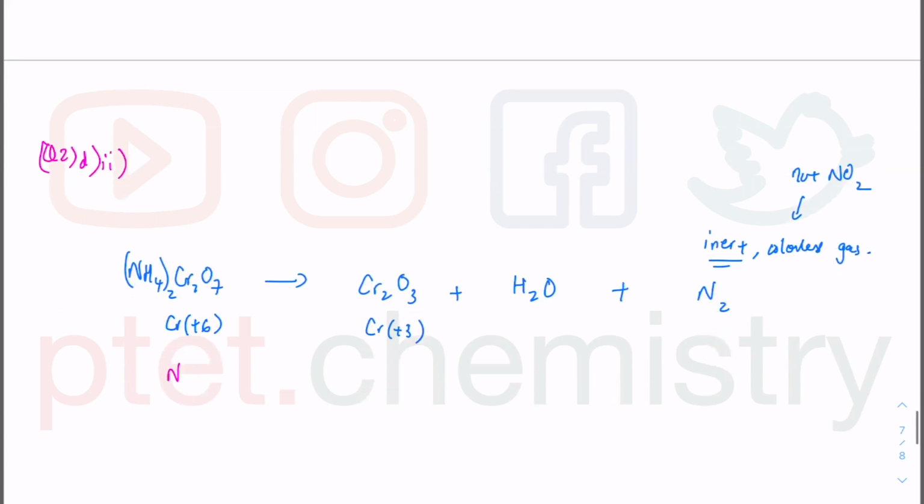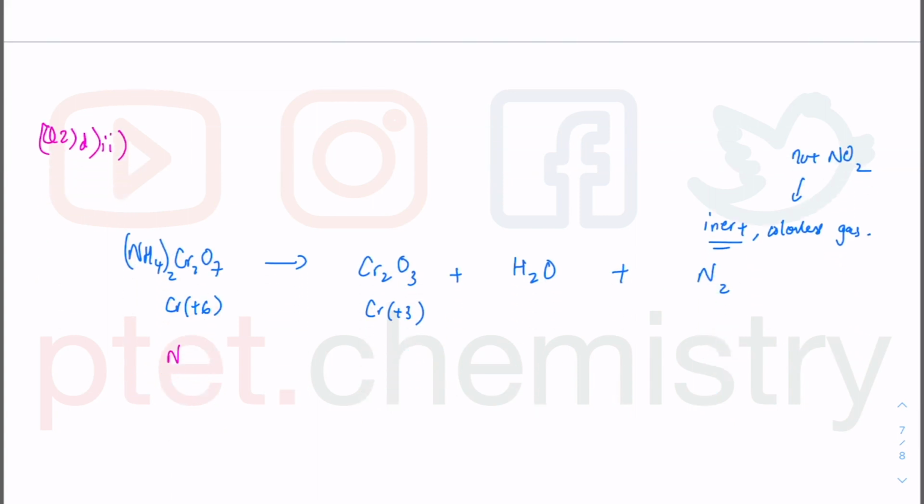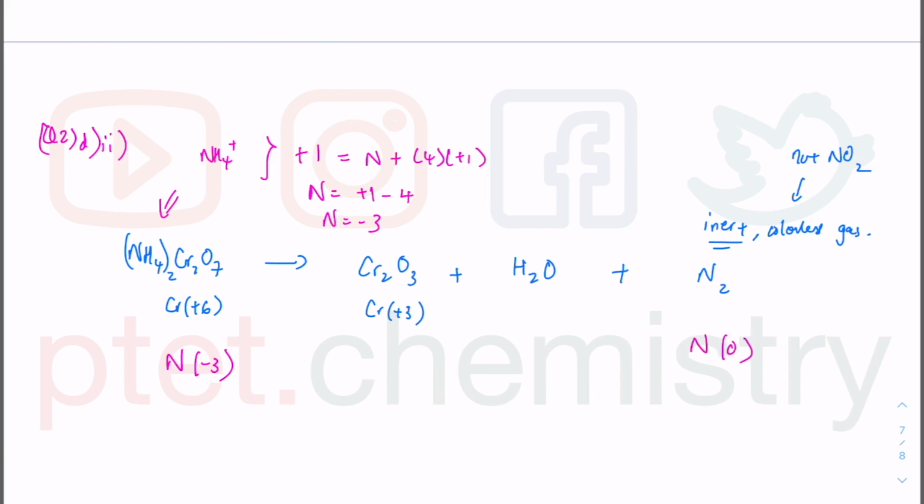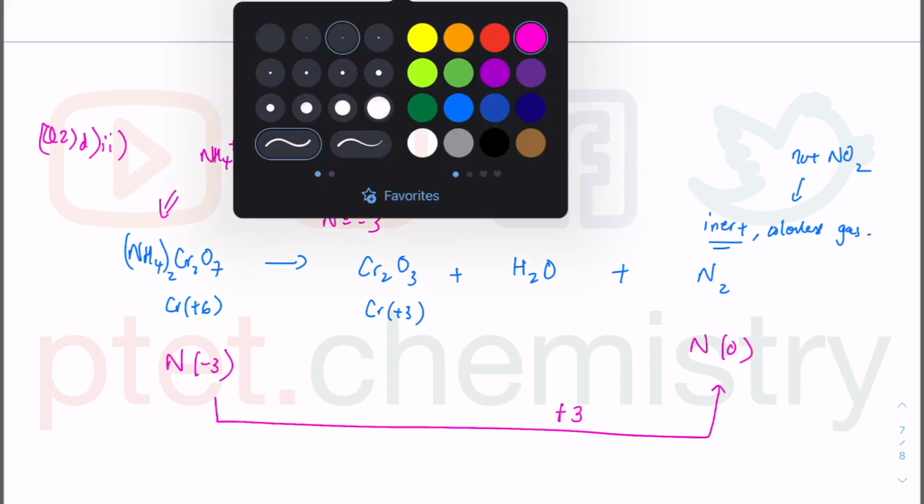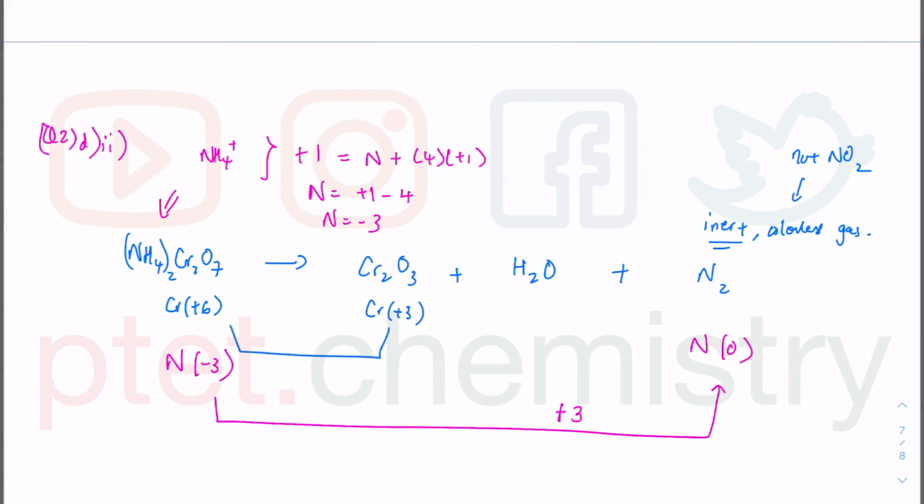I'm trying to show the changes in oxidation number. So we remember that the nitrogen comes from the NH4+. So the overall oxidation number of NH4+ is +1. The nitrogen is unknown. I have 4 times +1 hydrogen. So the nitrogen is +1 minus 4. Nitrogen is -3 there. What happened there is nitrogen 0. So what can I say? Nitrogen -3 to nitrogen 0 is an increase of 3. Whereas if I look at the blue one, chromium +6 to chromium +3 is a decrease of 3.